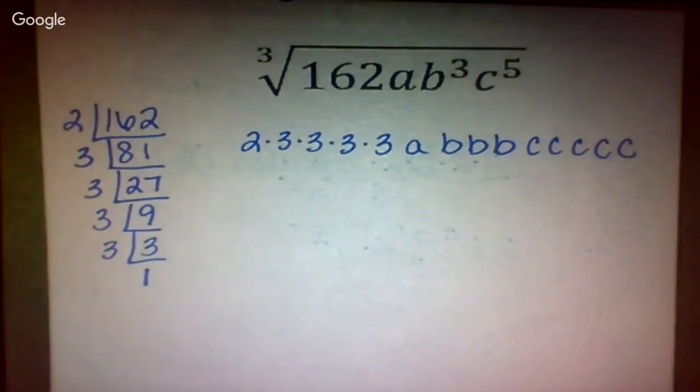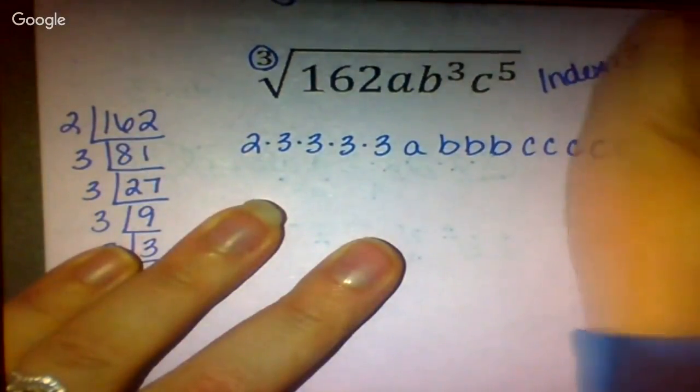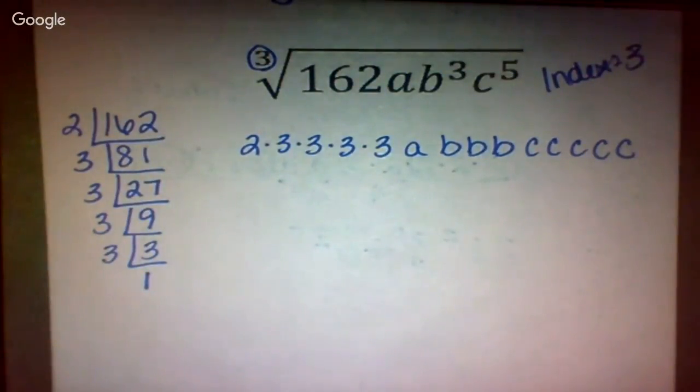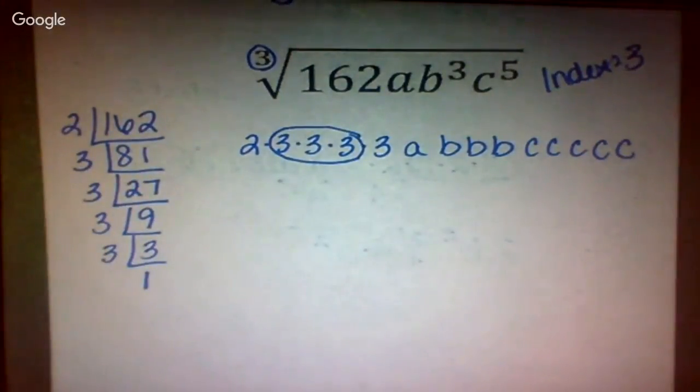Indexes are 3. So on and so on. Okay. Christian, what did you just say my index was in this problem? 3. My index is a 3. It's this number. So that means I need to circle in groups of 3. So I only have 1, 2. I can't circle any 2s. I have 4 3s though. So I can circle a group of 3s. And again, my index is 3, so I'm circling in groups of 3.